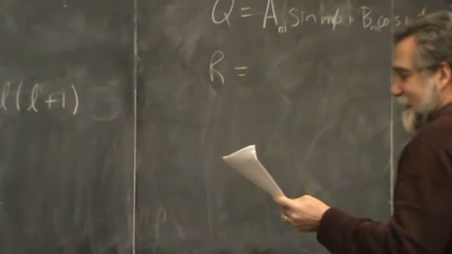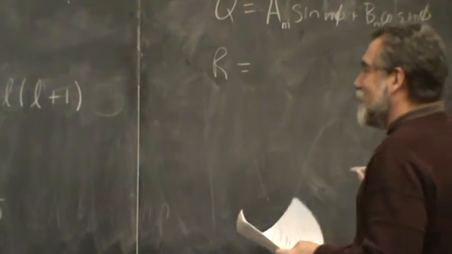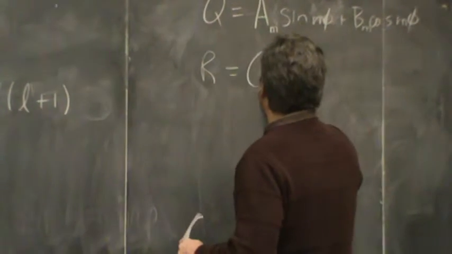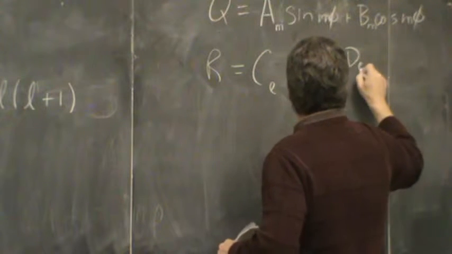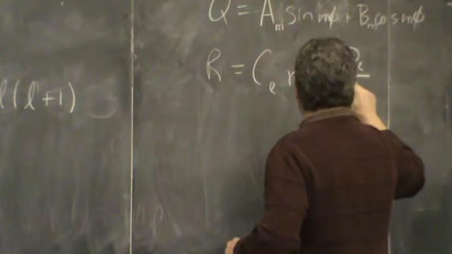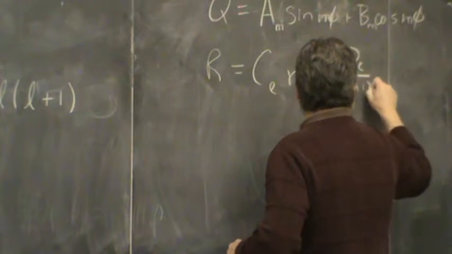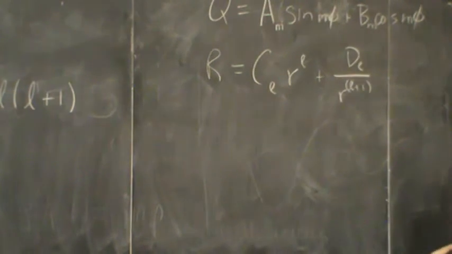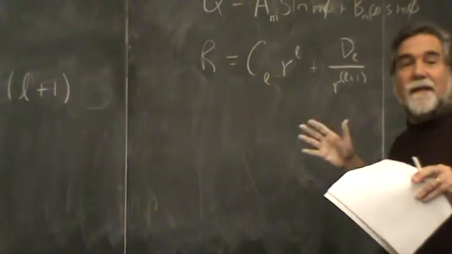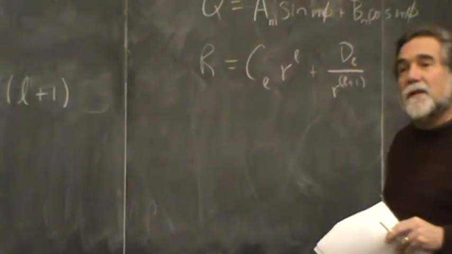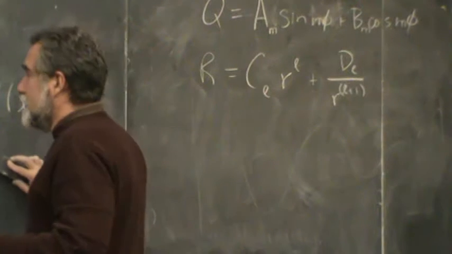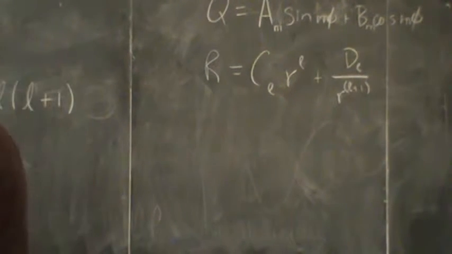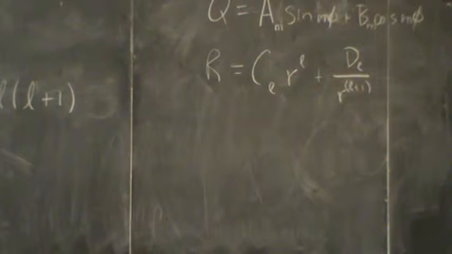I was writing this over here: C sub L R to the L plus D sub L over R to the L plus 1. With the understanding that ultimately we're going to make sums out of all of these things with coefficients for the sums. So that's the radial part. Radial part done.